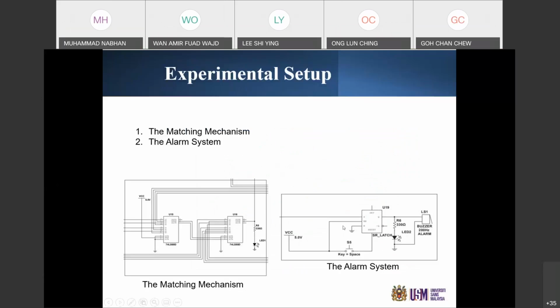Good afternoon, doctor. My name is Go Chan Chu. Can you hear my voice? Yes. Okay, I'll continue with the experiment setup.